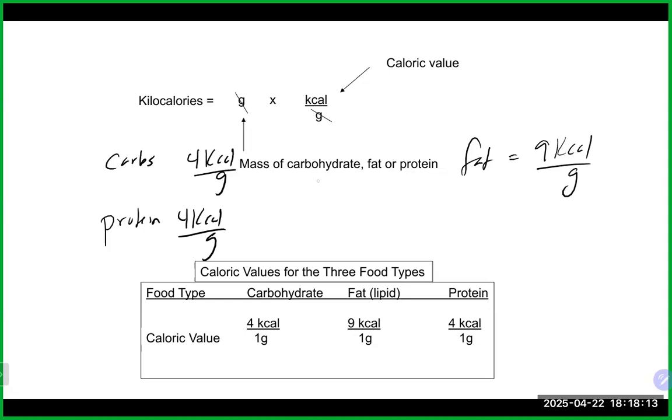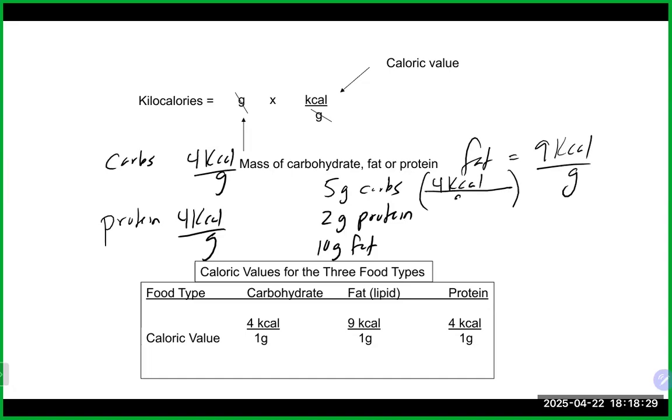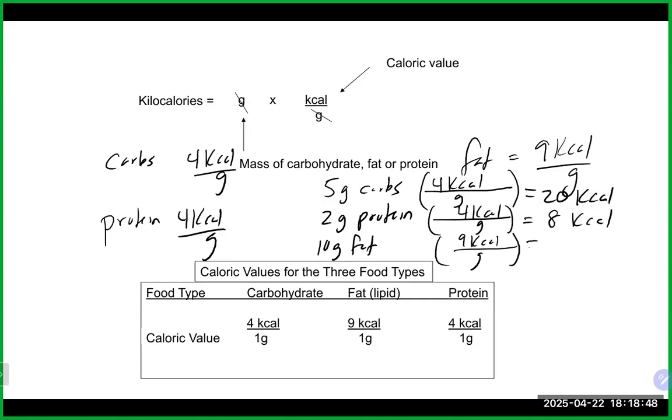So, if you had something that has 5 grams of carbs, 2 grams of protein, and 10 grams of fat, you basically can just multiply each of those by their caloric value. So 4 kilocalories per gram, 4 kilocalories per gram, and 9 kilocalories per gram. That's going to give me 20 kilocalories from carbs, 8 kilocalories from protein, and 90 kilocalories from fat.